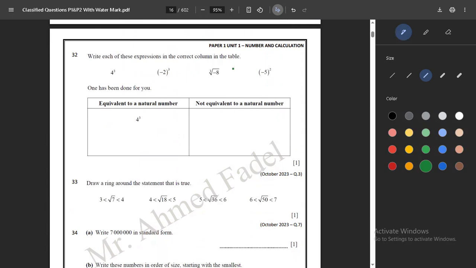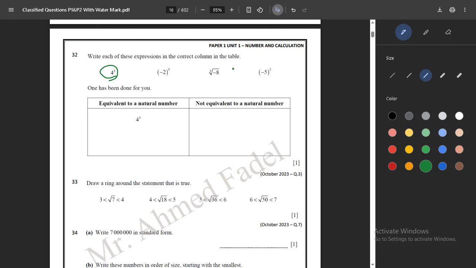Write each of these expressions in the correct column in the table. One has been done for you. So this is 4 cubed. Yes, equivalent to a natural number, and we agreed, what is a natural number? In the very first session that we took, a natural number is only positive numbers. So which of them has a positive value? This has a positive value. Yes, it's going to be 64.